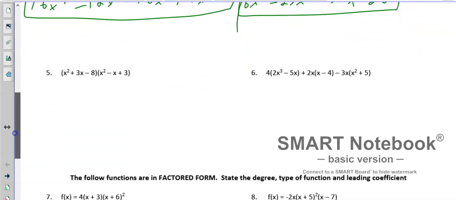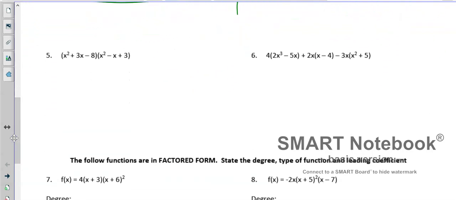Oops, I didn't preview these, but all right. Number 5, again, nothing in between, so it's going to be multiplication. It's a 3 by 3, so it doesn't matter which way I go. Going to be a lot of writing, but 3 by 3, remember, I'm going to get 9 terms. So I'm going to do x squared times each of these first.